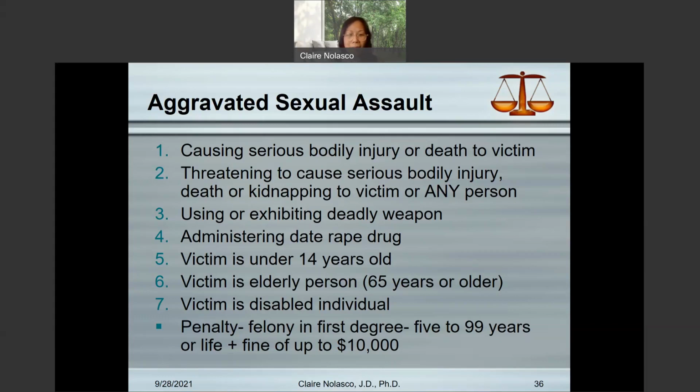Okay, so the penalty is a felony in the first degree. Minimum of 5 to 99 years imprisonment, or life, plus a fine of $10,000.